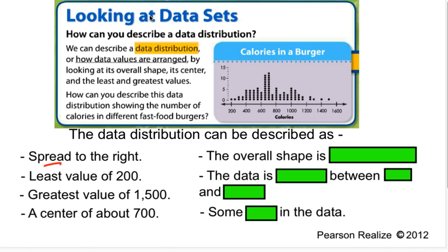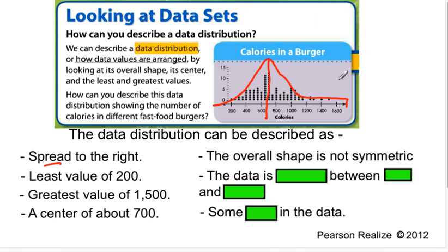Another way of describing this data is to look at its overall shape. In this case, the overall shape is not symmetric. In other words, it's not symmetric because its center is somewhere around 700, and you can tell that it kind of goes like this, and then it kind of spreads out that way. If it were symmetric, you'd have the same looking curve on this side as you do over on the other side. So the data is not symmetric.